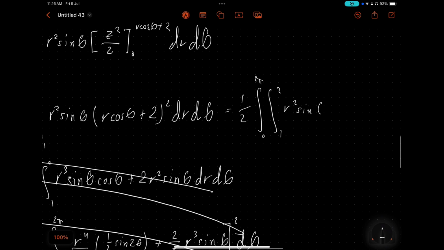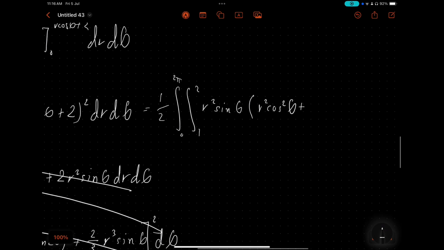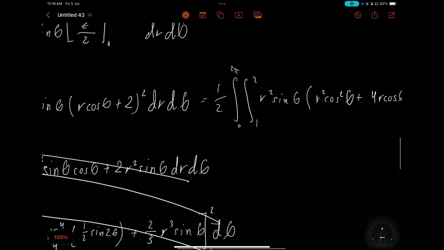So sine of theta, let's fix it. So r squared cosine squared theta plus 2 times 2r cosine theta, so 4r cosine theta. Now this makes more sense.